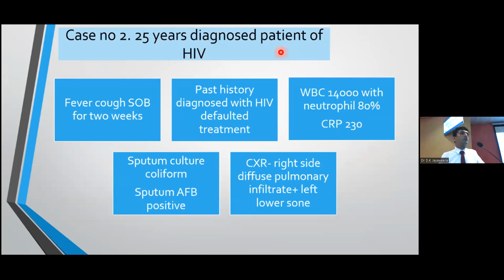This is a 25-year-old lady who presented with fever, cough, and shortness of breath for 2 weeks. She didn't mention her past medical history at the beginning. She had severe exertional desaturation as well. So we did some basic investigations. WBC was 14,000 with neutrophil predominance and high CRP. Sputum culture was positive for coliforms, and sputum acid fast bacilli also came positive.